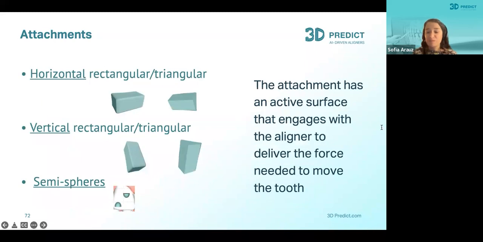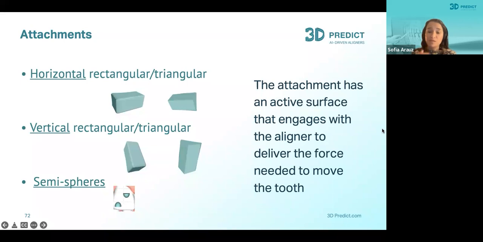Now, regarding the shapes, why only these shapes? And let me just say, semispheres, we do have semispheres. We almost never use them. We only use them when the doctor requests them, and I'll let you know what they are for. But like I said, we only have basically horizontal and vertical attachments, and they are rectangular and triangular.